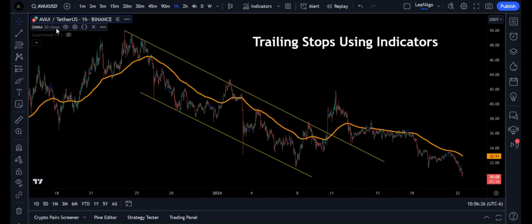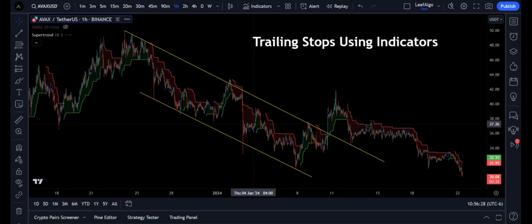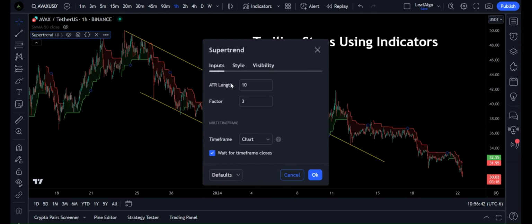Another indicator that could be useful for this is a supertrend indicator, and the supertrend indicator is an ATR based indicator, so we're going back to volatility, and it's set at a multiplier times the ATR length, or in this case, it's called a factor.